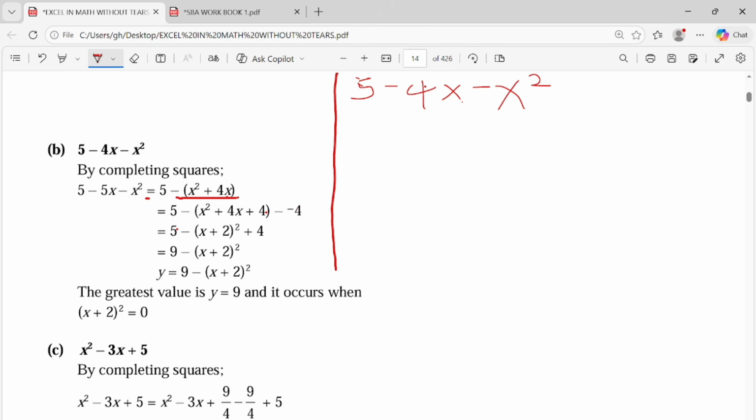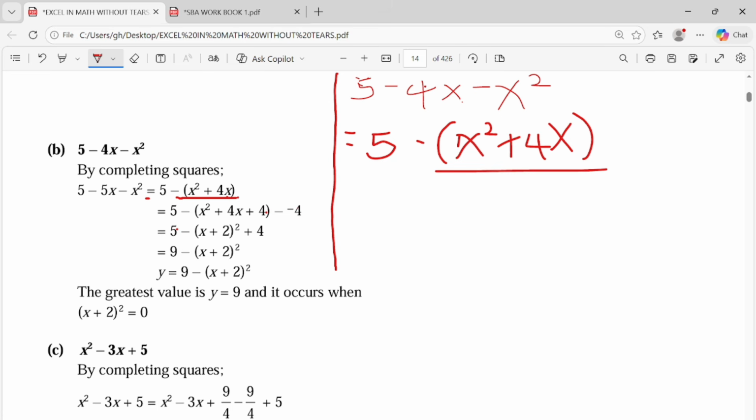So we can easily say that this is equal to 5 minus, and you see that the negative and negative here are common, so you factorize out a negative. So you come up with x squared plus 4x. After factorizing out a negative there, you've come up with a bracket that has a quadratic impression. Now you try to complete the square for that part. You start by making the coefficient of x squared 1, but it is already 1. And then you divide by 2 the coefficient of x.